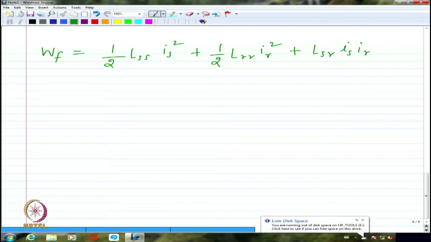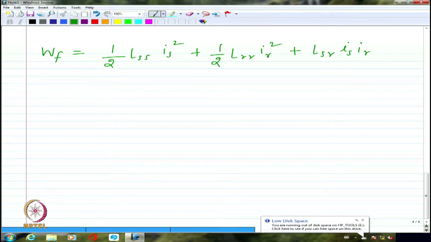Very clearly, when they are in alignment, I will have the maximum inductance. When they are not in alignment, at 90 degrees, I'm going to have minimum inductance. Right? So we will have definitely variation, no doubt. So this is going to be my WF.